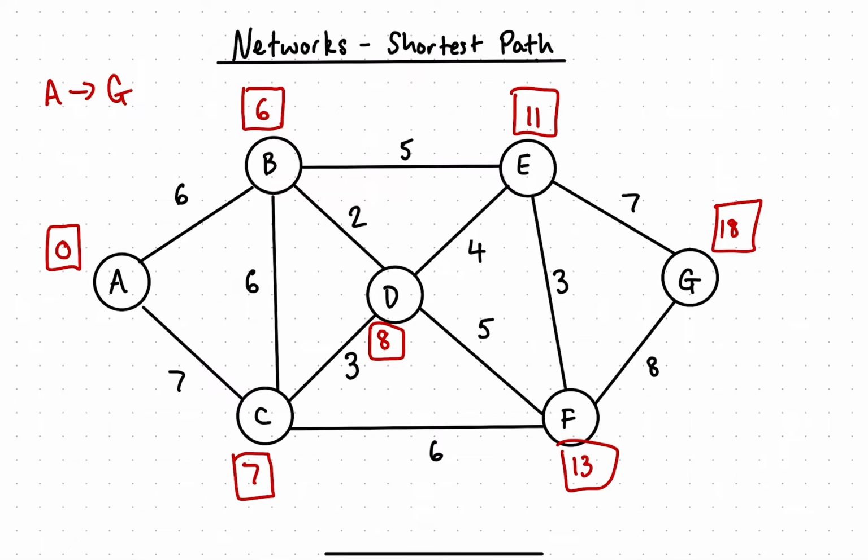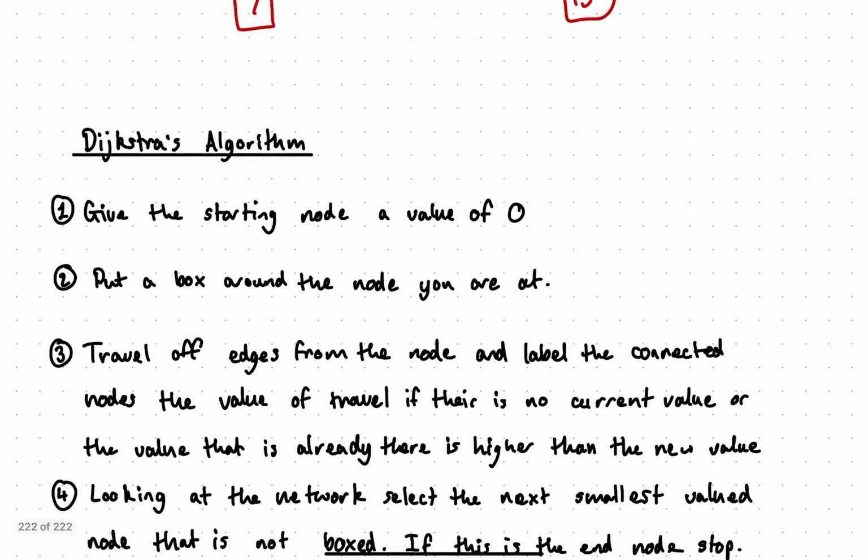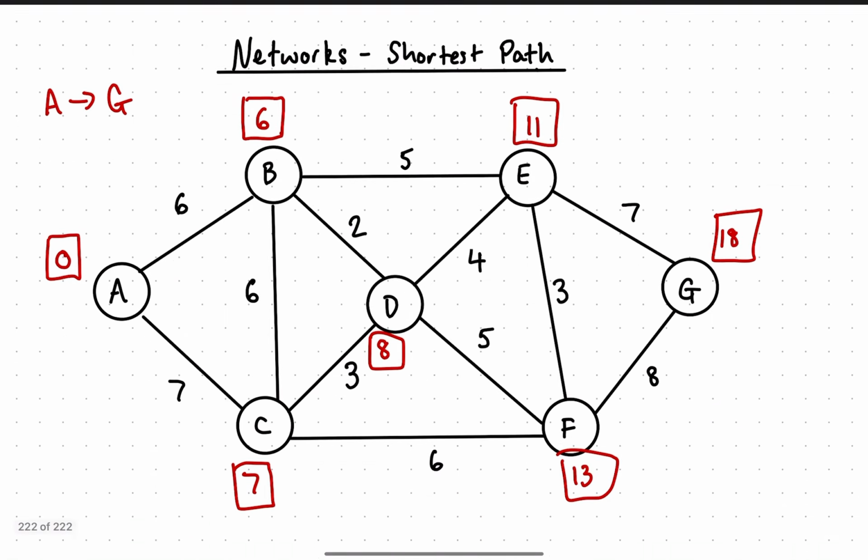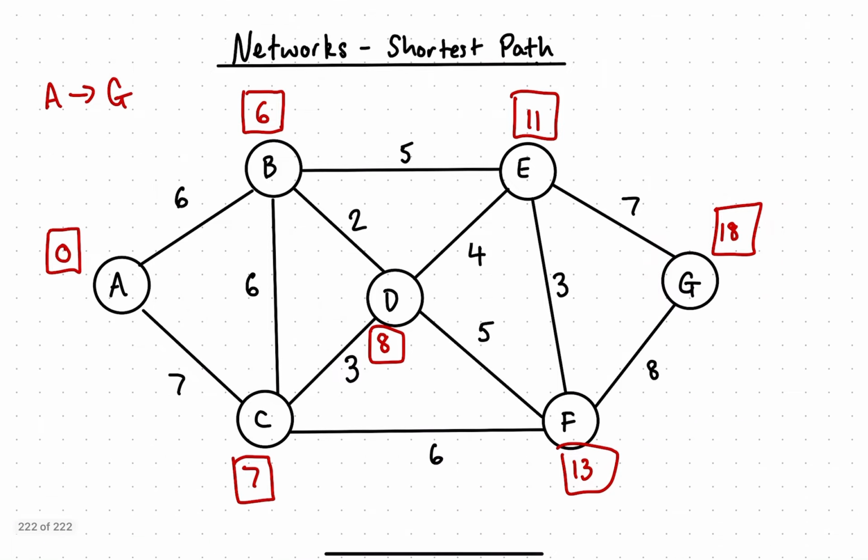Okay, so the final step said, looking at the network, select the smallest valued node to box. If this is the end node, stop and inspect which route created this value. So now we're going to inspect which route created this value. So from G, I'm going to work backwards. Okay, so I'm going to say which of these edges makes sense.